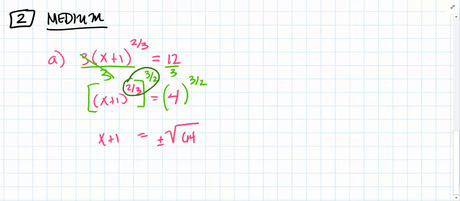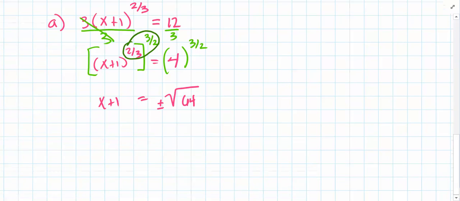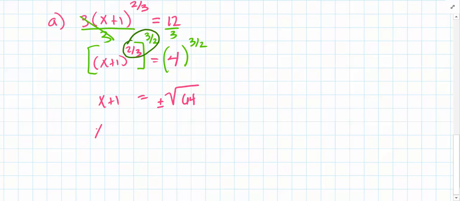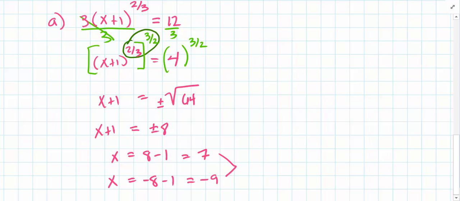Okay. So now I have this. I've got x plus 1 is now equal to the square root of 4 cubed. So that's going to be plus or minus 8. So that implies that x has to be either a positive 8 minus 1, which would give us an answer of 7, or x has to be the negative 8 minus 1, which would give us an answer of negative 9. So we want to check both of these.